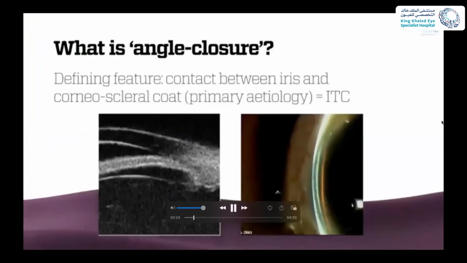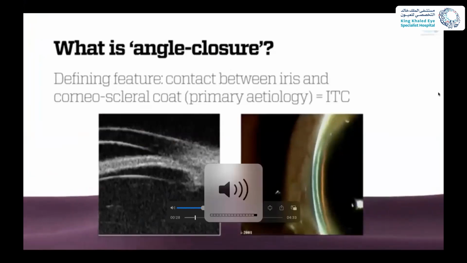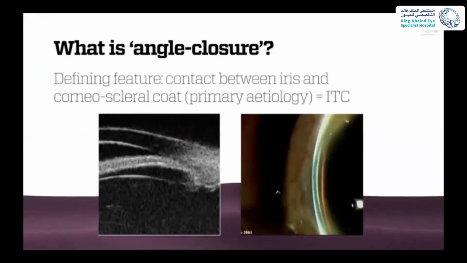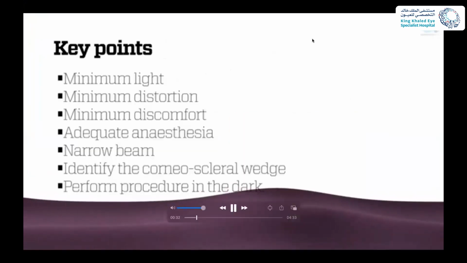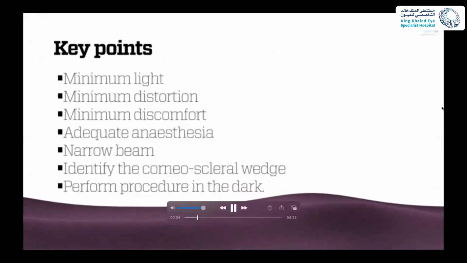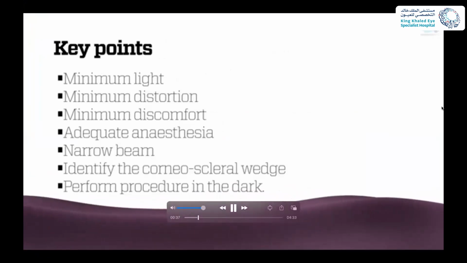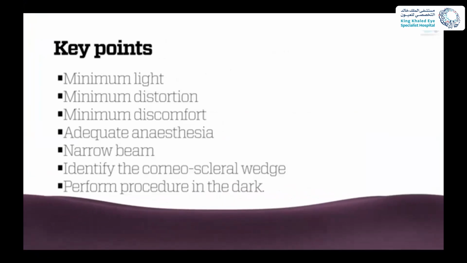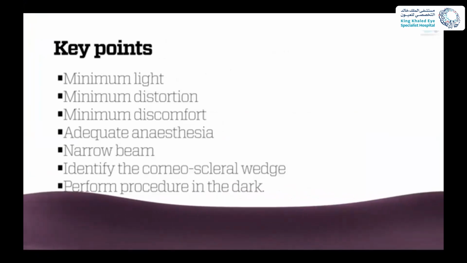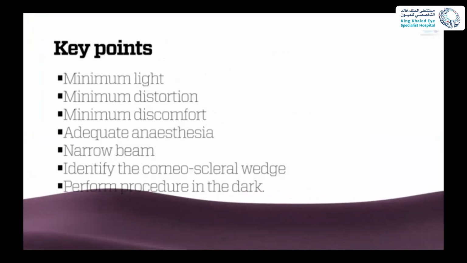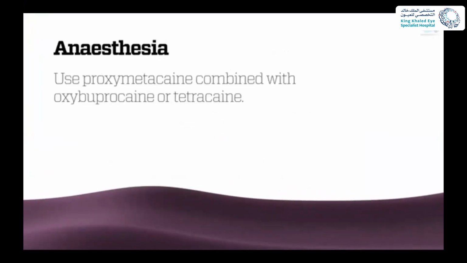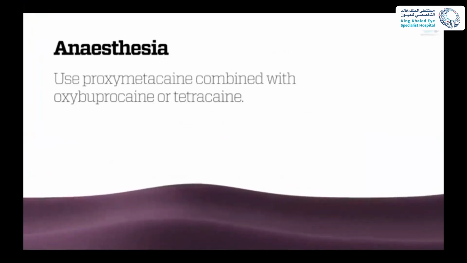There you go. Between the peripheral cornea, corneoscleral junction and peripheral trabecular meshwork with the very peripheral iris. So the main principles: minimum light, minimum distortion, and minimum discomfort, because you would like your patient to come back. So we need adequate anesthesia, a narrow beam. We need to identify the corneoscleral wedge, and we're doing it in the dark. So adequate anesthesia is the most important thing.